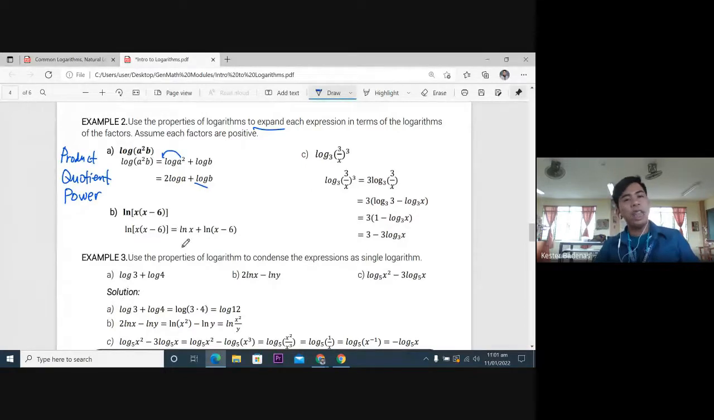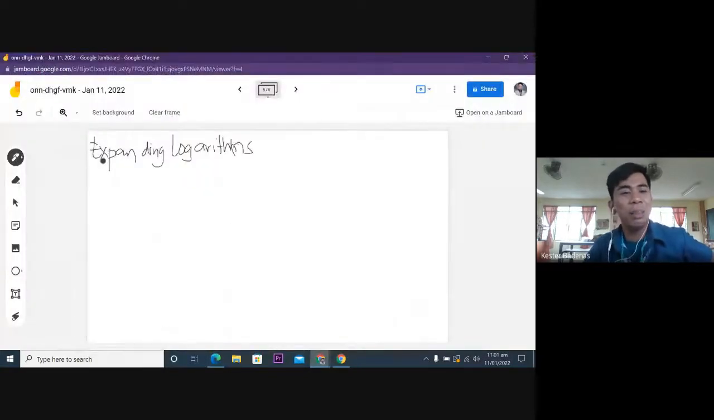Pero ito, basahin nyo na lang ito sa module, ha? Ayan. Kasi ang gagawin natin example, yung pang-assessment. Diba? Yung lagi sasabi ng mga students sa akin. So, yung pang-assessment yung ibigay mo.